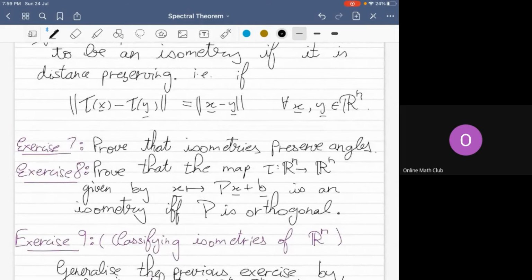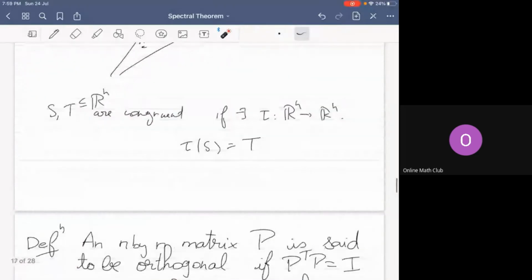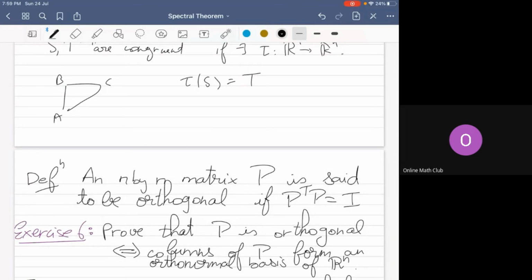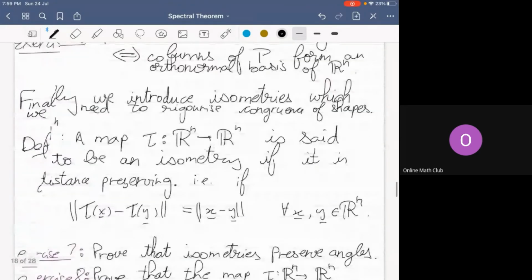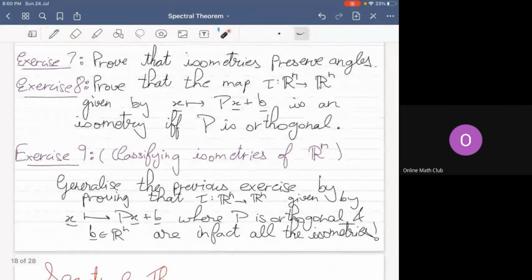So again, this is not too hard: you can prove that isometries preserve angles, and you do this essentially by taking any triangle ABC and its image tau A, tau B, tau C. Since all the lengths are the same by definition of isometries, the angle would also be the same, and you are done. And now let's prove this.